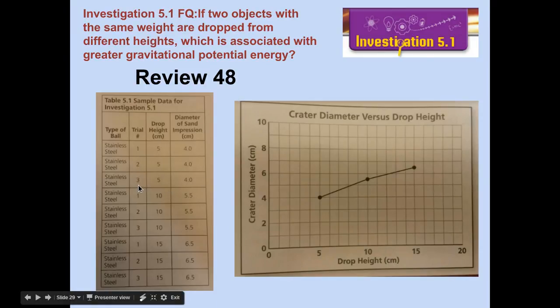Hopefully you did more than one trial for the stainless steel ball at different heights. And then most groups had a diameter of sand impressions, like a crater. And then you should have graphed it something like this. Your drop height should have been in centimeters. And then the equation tells us that the higher the height is, the more potential and kinetic energy there is. So that is the increase in the crater. So you should have a data table that looks something like this and a graph that looks something like this.